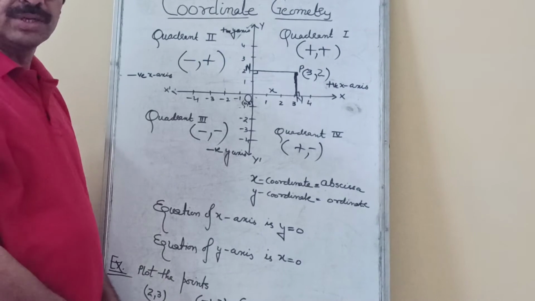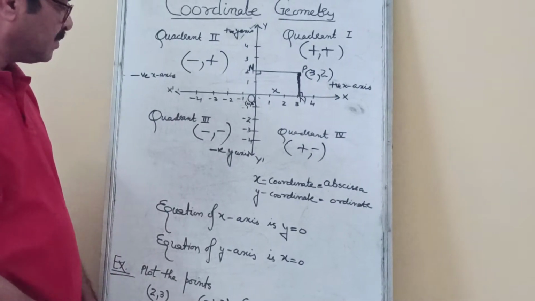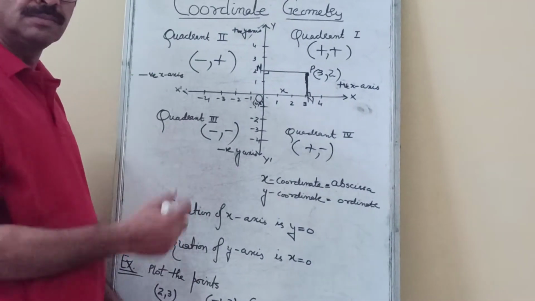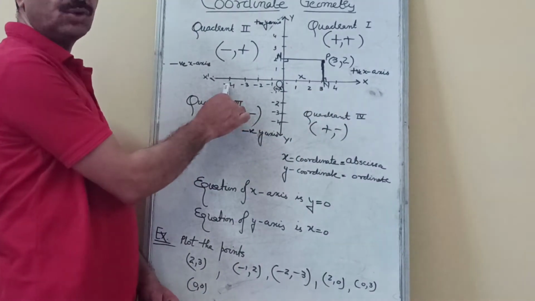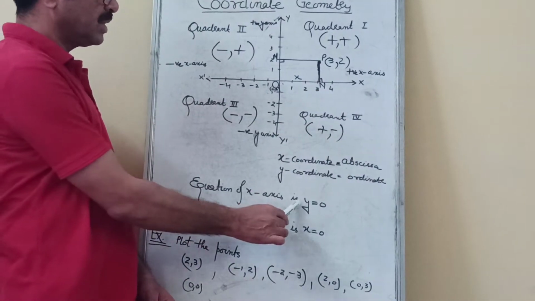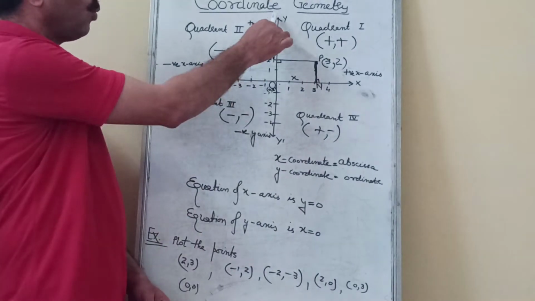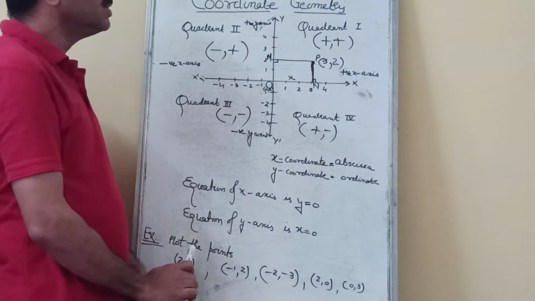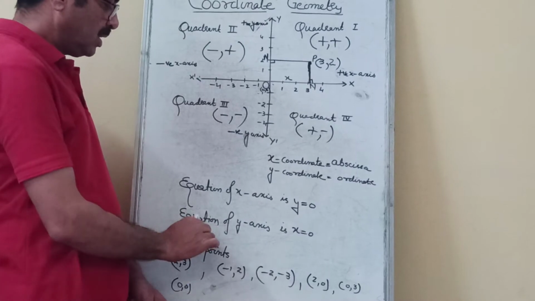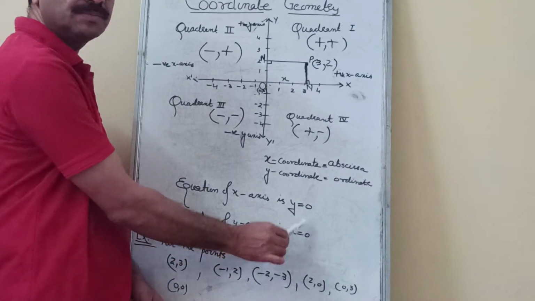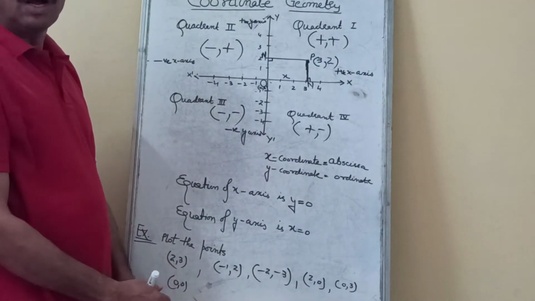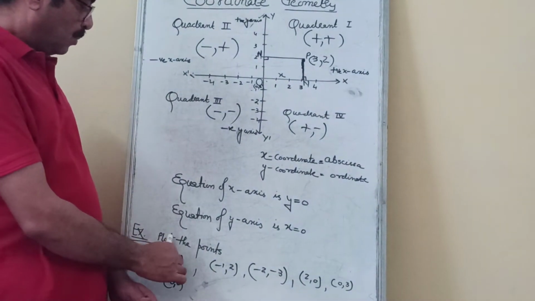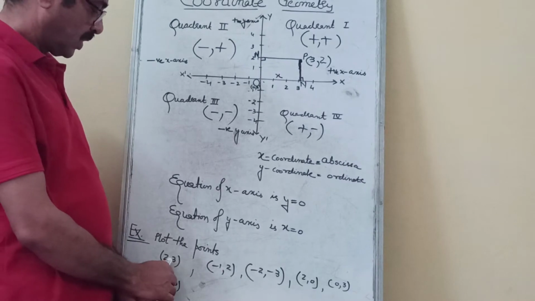Now there is one question. On the x-axis the value of y is 0. Therefore the equation of the x-axis is y equals 0. On the y-axis the value of x is 0. Therefore the equation of the y-axis is x equals 0.